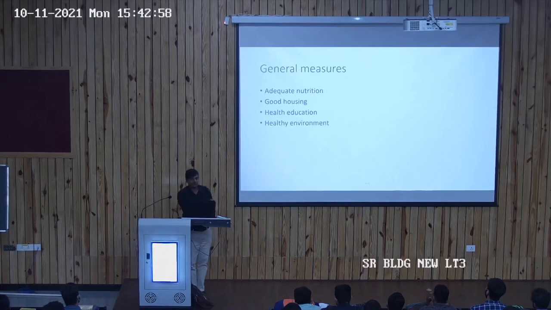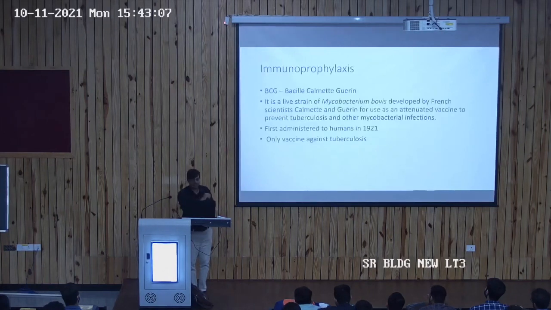Prevention, how can we prevent it? Adequate nutrition, good housing, health education, and a healthy environment are very necessary. There is a specific vaccine for it, that is Bacillus Calmette-Guerin. It's a live strain of Mycobacterium bovis developed by the French scientists Calmette and Guerin for use as an attenuated vaccine to prevent tuberculosis and other mycobacterial infection.